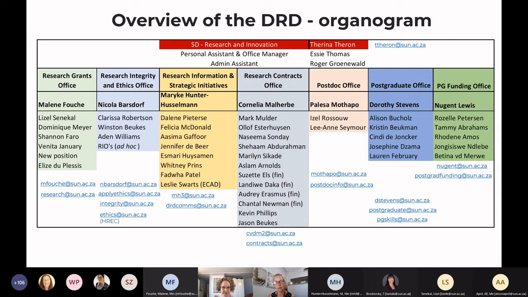The Integrity@Sun address is used for any cases or instances of reporting research integrity issues. And then the Health Research Ethics Committee address is Ethics@Sun. And I should add here that we work very, very closely with the Health Research Ethics Office at the medical faculty at Tygerberg in everything that we do related to research integrity and ethics.